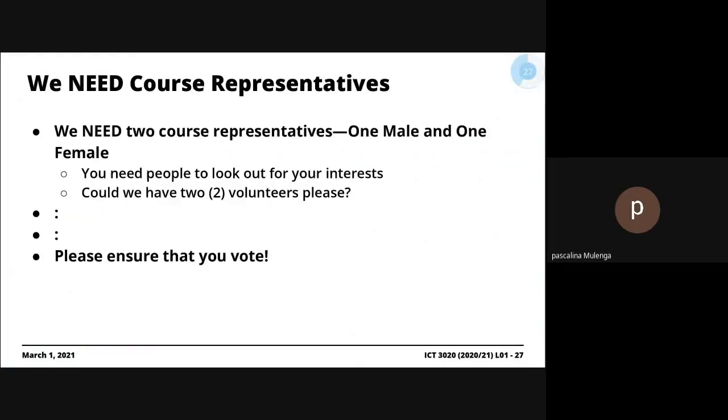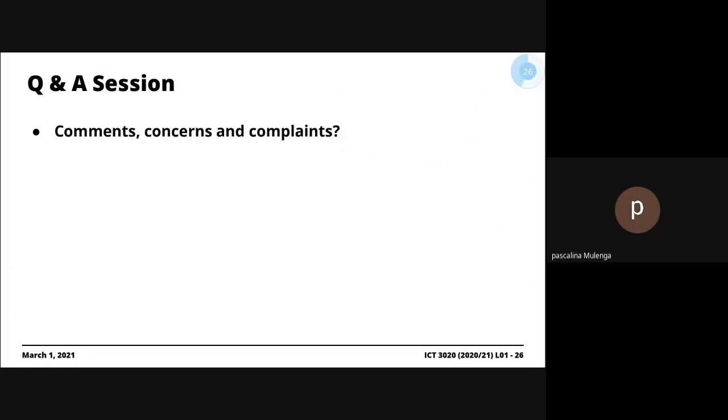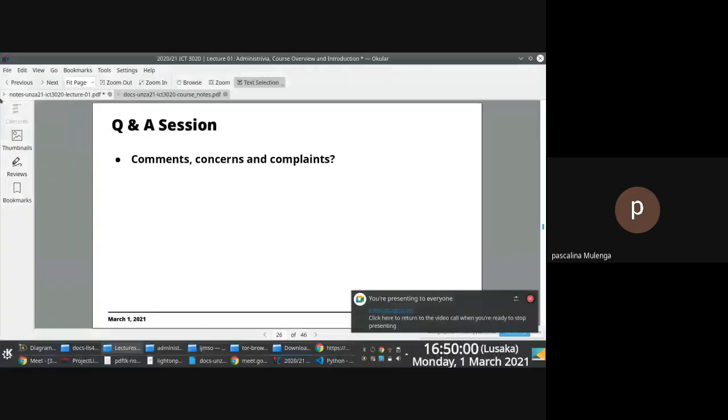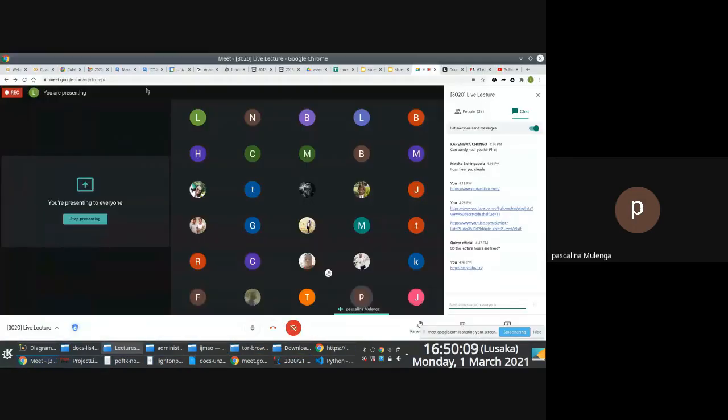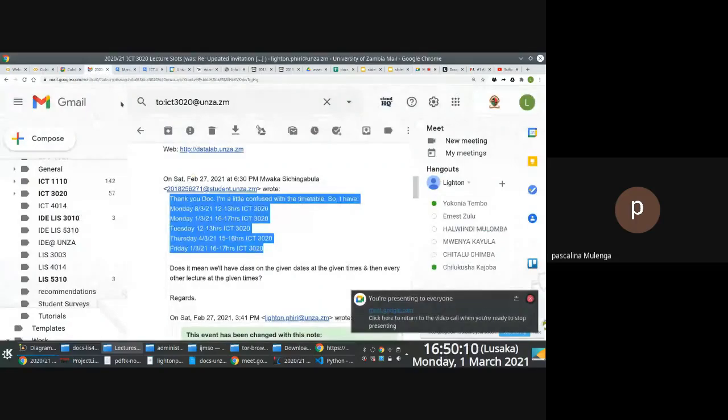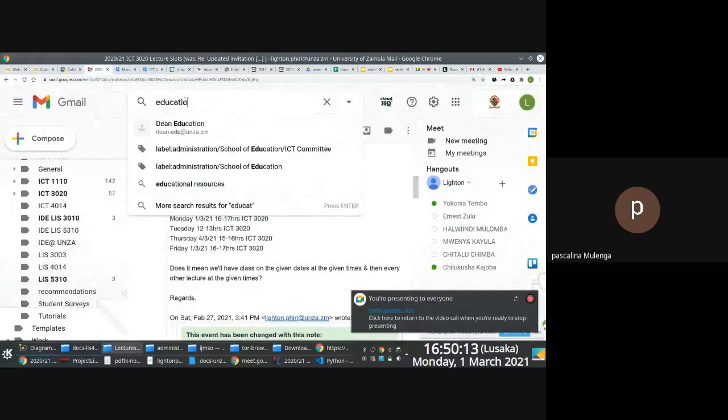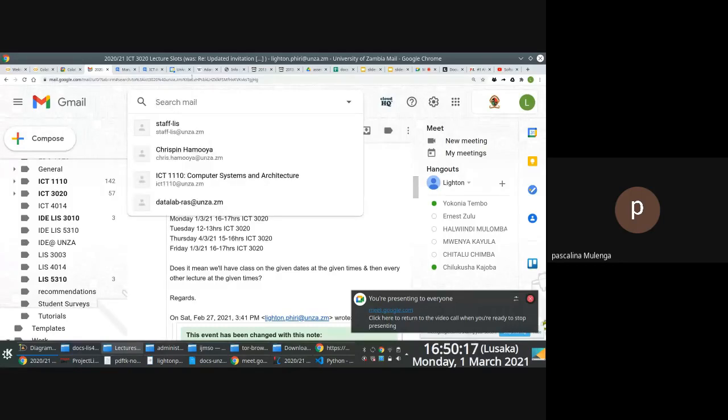My other complaint is on the mailing list. I am on the mailing list, but I cannot access my mail. I was able to access it in first year and the first half of second year, but at the moment, I cannot access it. It says all my passwords are wrong because I use the same student ID as my password, but it doesn't allow me to go through.